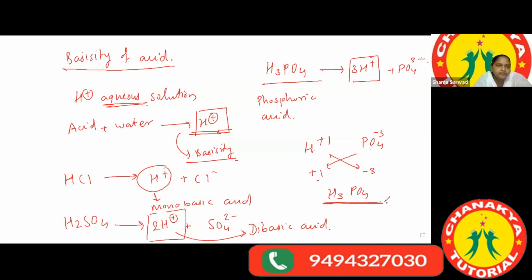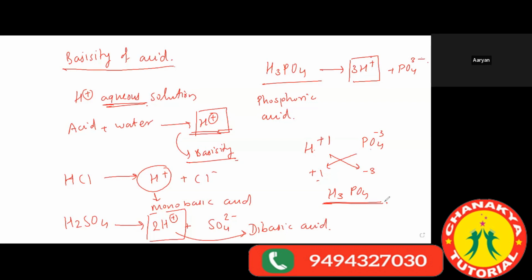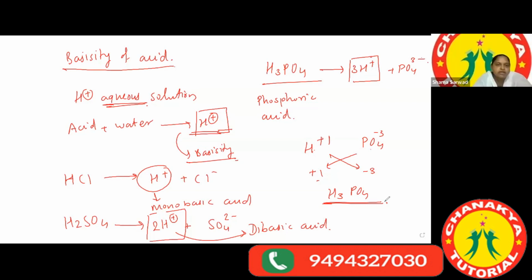Aryan, correct? Yes, ma'am. In the same way, have you learned it earlier? So it will release how many H+ ions in its aqueous solution? Kriti? 3. So if it releases 3 ions, it will be a tribasic acid. Understood? Monobasic means it will release how many hydrogen? 1 H+ ion in its aqueous solution. Dibasic means it will release how many? 2. And tribasic means it will release how many? 3 H+ ions in its aqueous solution.